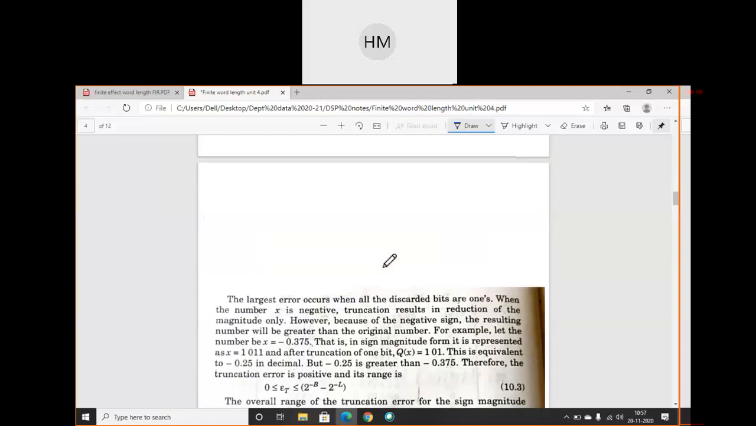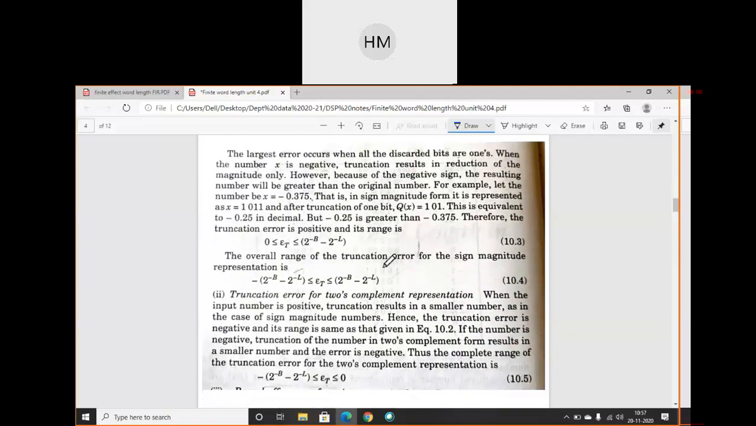Topics you have written, I think this we have discussed earlier also. For error positive, therefore the truncation error is positive when the number is negative. Okay, this we can get from this example. A very beautiful example is there. Let the number x be equal to minus 0.375. This is in sign magnitude form and it is represented as 1011. In binary form you can convert it.